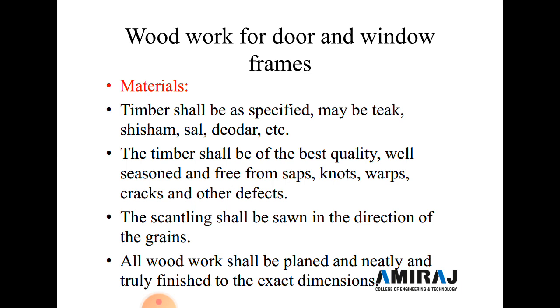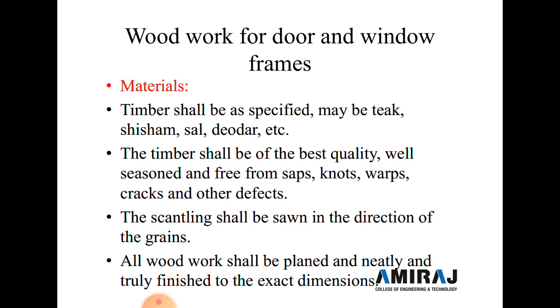Now next important item of specification is wooden work for a door and window frame. So here first is a material point. So in a material specification, timber shall be specified, maybe teak, sisam, sal, deodar, etc. Wood is generally used in a wooden frame, and the timber shall be of first best quality and well seasoned, and free from shake, knot, warps, cracks and other defects.